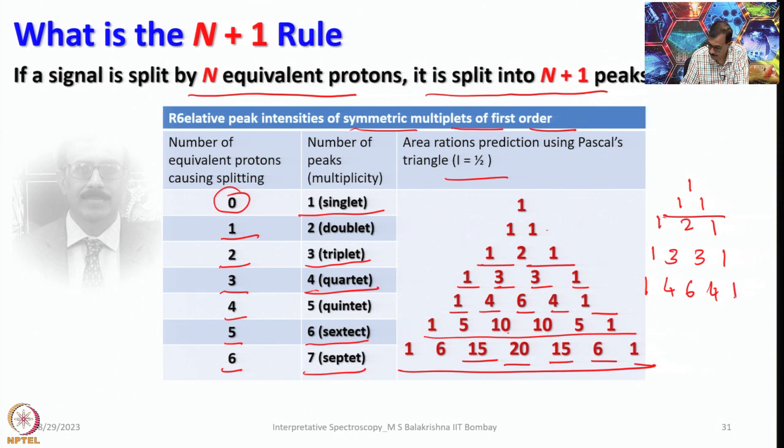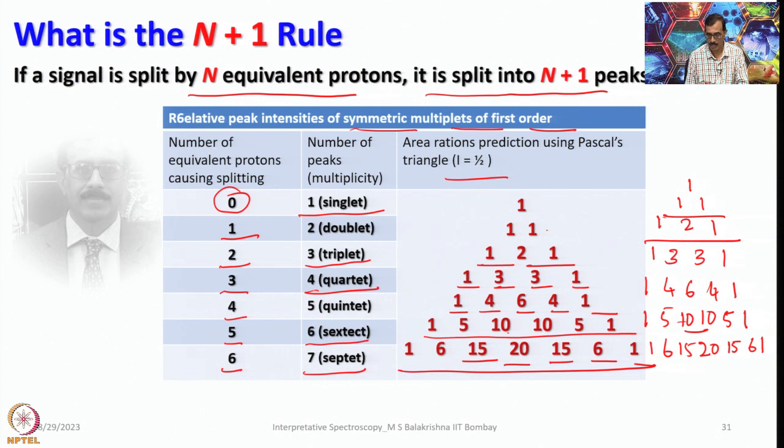Next one you can write 1, 4, 6, 4, 1. And next one is 1, 5, and then 10, and then 10, and 5, 1. You should be able to write. So now 1 is there, 6 is there, and then 15 is there, and then this is 20, and then again 15 is there, and 6 is there. So you can keep on writing like that. So once we know up to here, extrapolating that and writing for a higher number of lines should be very easy using this Pascal triangle.